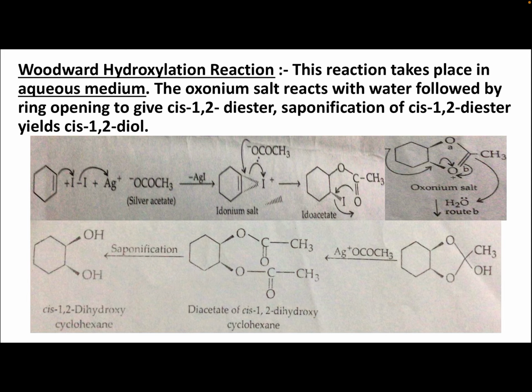Next, Woodward hydroxylation reaction. This reaction takes place in aqueous medium. The oxonium salt reacts with water followed by ring opening to give cis-1,2 diester. Saponification of cis-1,2 diester yields cis-1,2 diol. So here cyclohexene is there, plus iodine, same thing, silver acetate, again iodonium salt is formed, then iodoacetate is formed, then oxonium salt. What happens? This oxonium salt in the presence of water gives diacetate of cis-1,2 dihydroxy cyclohexane, and with saponification we are getting cis-1,2 dihydroxy cyclohexane.